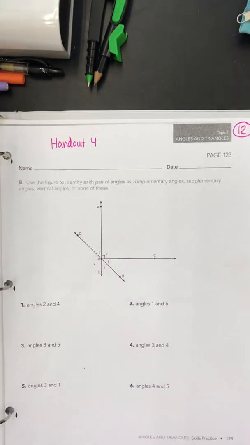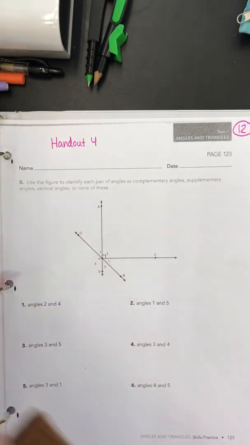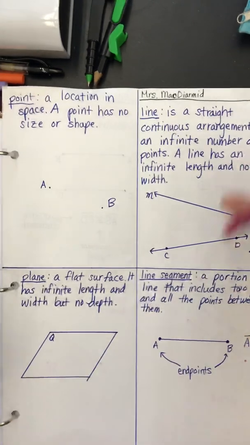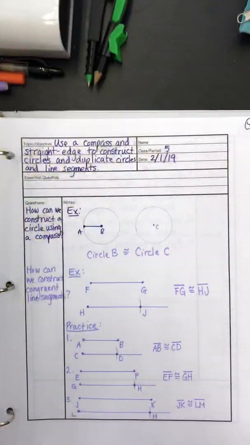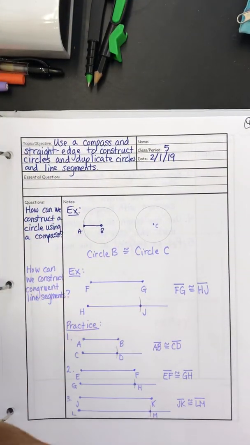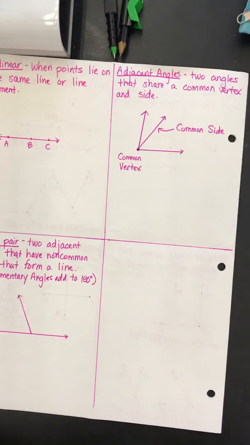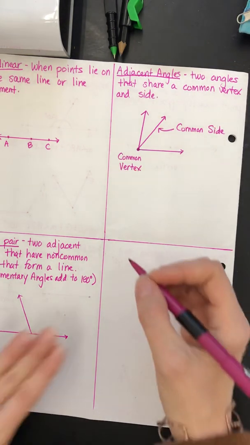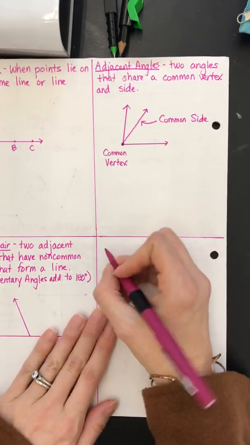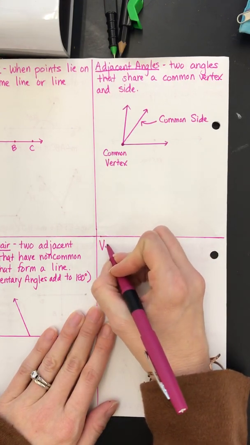Okay, we're going to start with your Vocab Foldable today. We just have one last thing to put on there. So here's your Vocab Foldable. We are just going to be adding vertical angles today. So vertical angles.